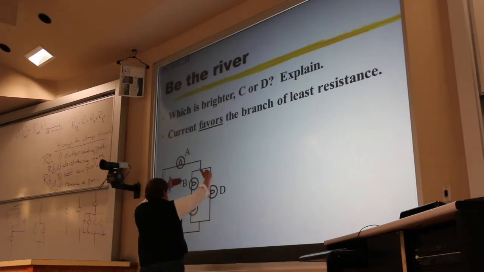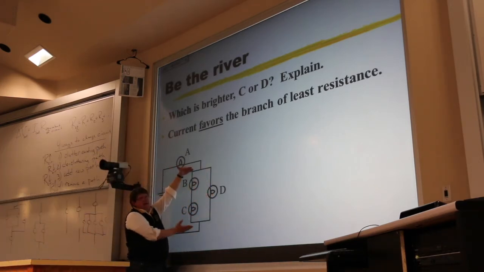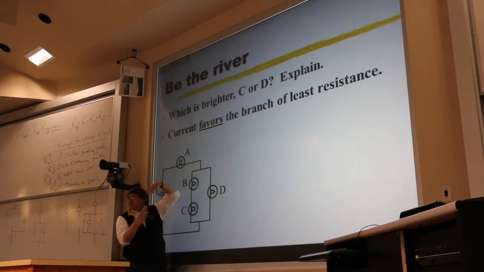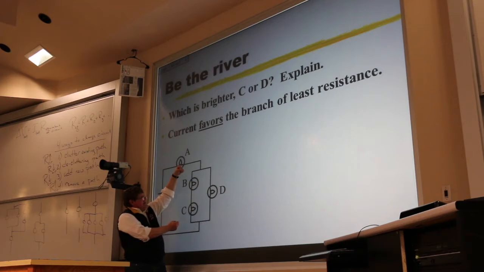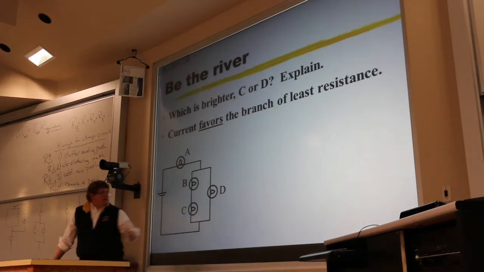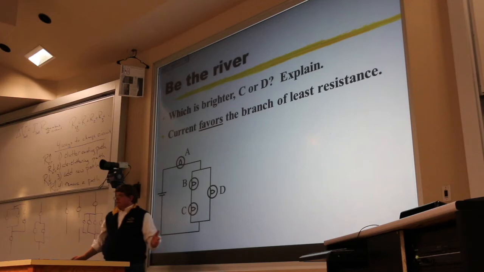Here, voltage from here to here is the same as voltage from there to there. The push, you can think of voltage as a pressure difference. I'm pushing charge the same amount on both. One's hard to get through, so the result is a trickle. One's easy to get through, so the result is a gusher.